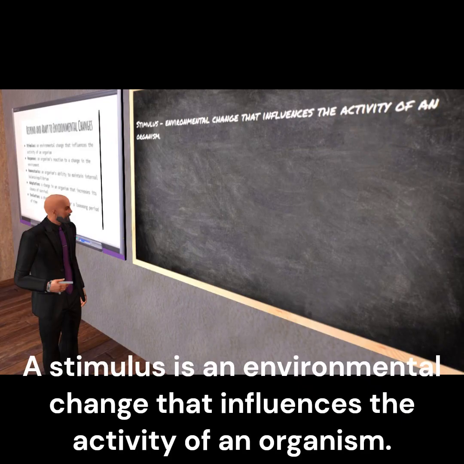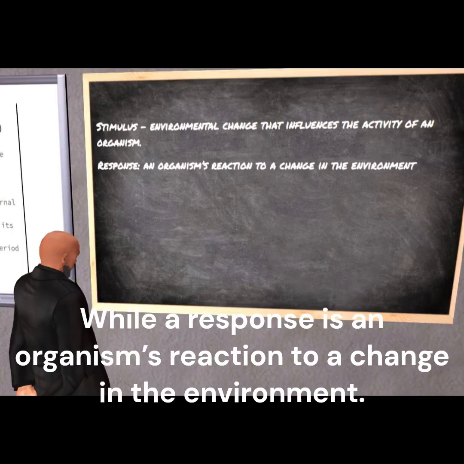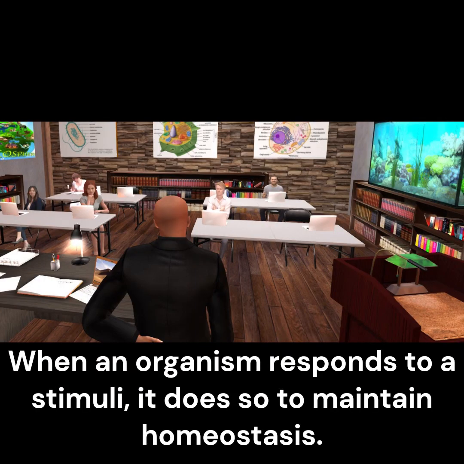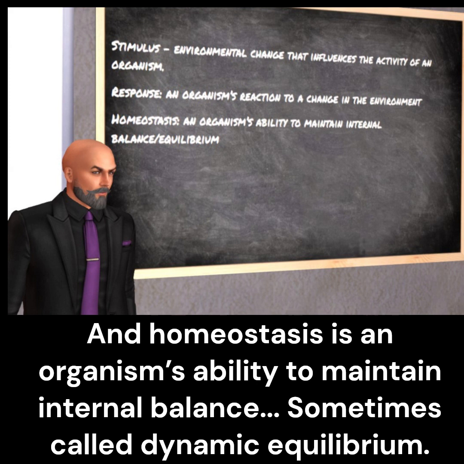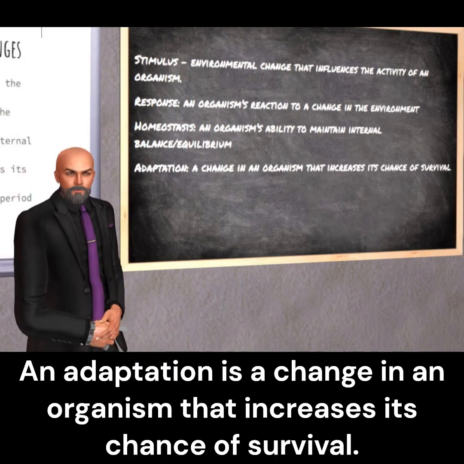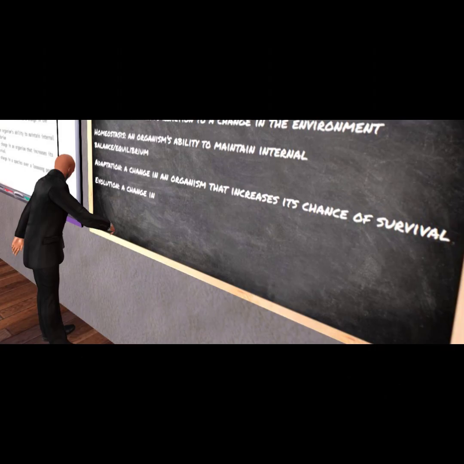A stimulus is an environmental change that influences the activity of an organism, while a response is an organism's reaction to that change in the environment. When an organism responds to a stimulus, it does so to maintain homeostasis. And homeostasis is an organism's ability to maintain internal balance, sometimes called dynamic equilibrium. An adaptation is a change to an organism that increases its chance of survival.